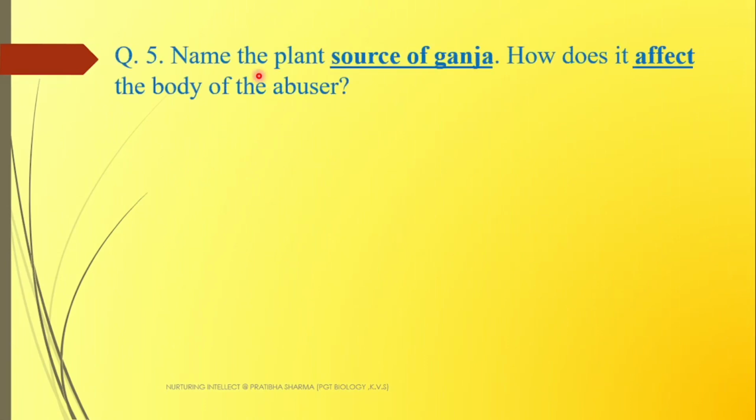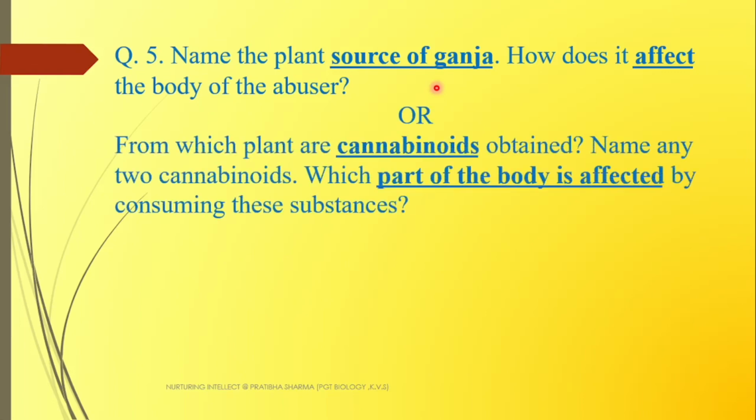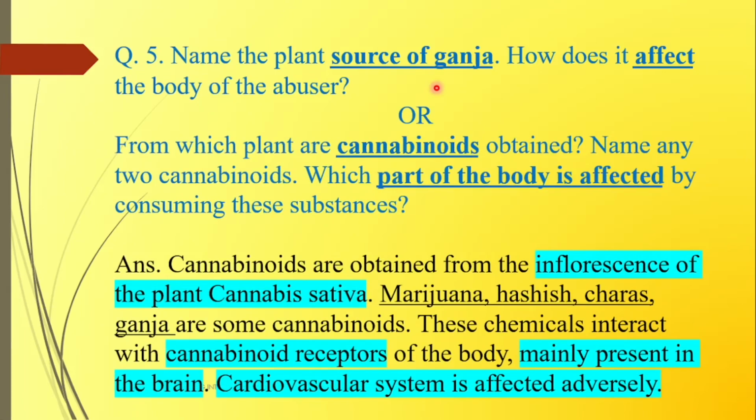Questions. Name the plant source of ganja. So all the cannabinoids like marijuana, charas, ganja, bhang, they all are obtained from Cannabis sativa. And how does it affect the body of the abuser? It is a depressant and it acts on the cardiovascular system of the abuser.